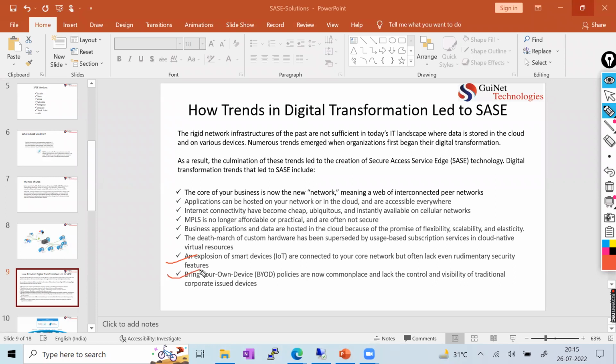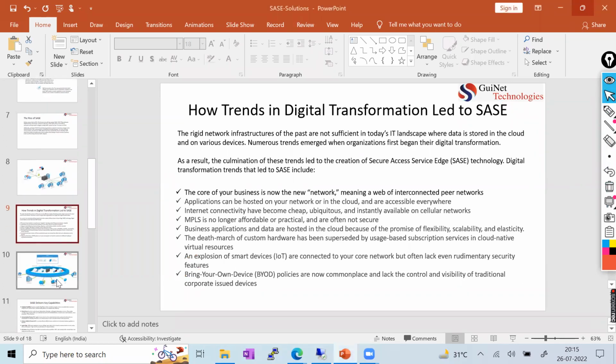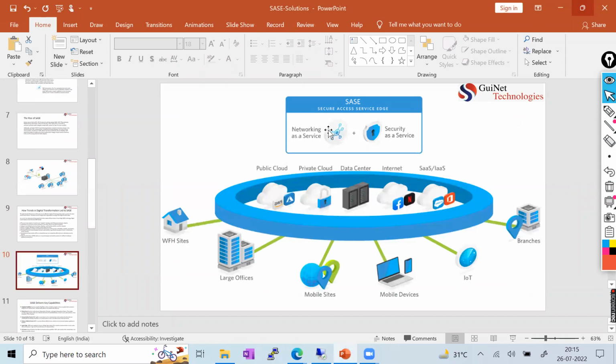Bring your own devices: by using your own devices you can mitigate any kind of security risk by enforcing the SASE solution. So when you think about digital transformation, it is useful to have a SASE solution, right? Now again, you can see in the SASE solution we have networking as a service, the same thing, network as a service that I was talking about, and firewall as a service, that is security as a service. If you combine both together, it becomes SASE.